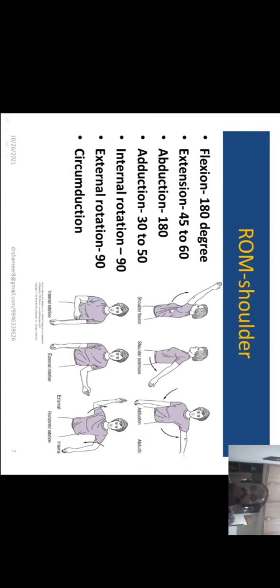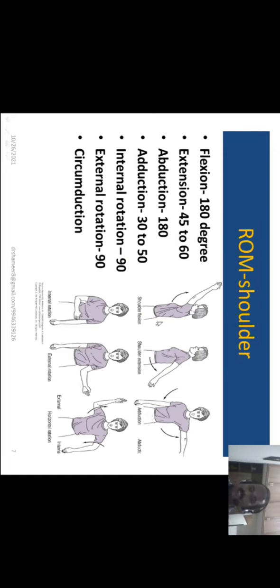So this is shoulder flexion, and this is the shoulder extension. Okay, and it is the abduction. Sorry, it is the adduction. It is the abduction, internal rotation, external rotation. It is important because the internal rotation of the shoulder is related to the subscapularis muscle. Okay, and the external rotation is teres minor and infraspinatus. And the abduction is related to supraspinatus. So you have to know the exact range of motion of the shoulder.